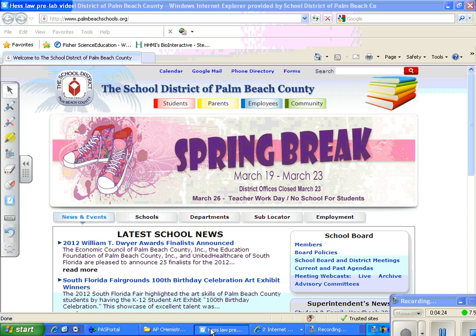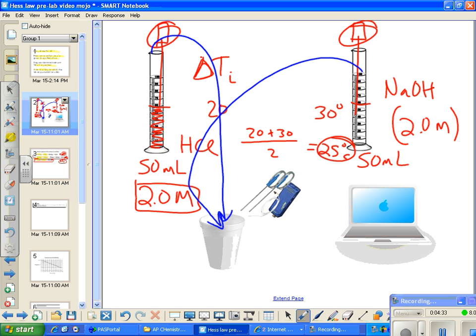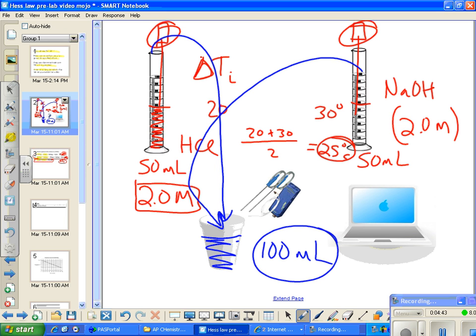where did I go here? You're going to pour them into the cup at the same time. So you're basically going to pour one into the styrofoam cup, pour the other in the styrofoam cup. So now you have 50 and 50. You have a total of 100 milliliters when you do that. That'll actually be equal to what we'll consider to be our mass of the water. The density is a little different than water, but we're going to assume it's going to be 100 milliliters.